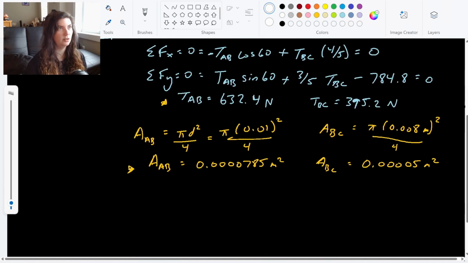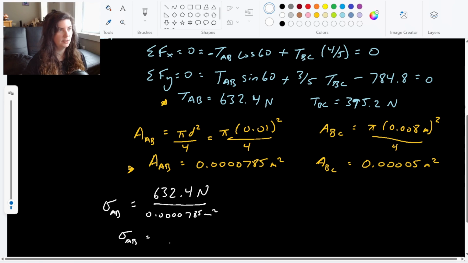I'm going to have my normal stress in AB is going to be this 632.4 newtons over 0.0000785 meters squared, which of course gives me a humongous number, so I'm just going to put it in megapascals. I get about 8.05 megapascals. Again, my answer might be slightly different than what you calculate depending on where you rounded and where I rounded, but we're going to get pretty darn close to the same thing.